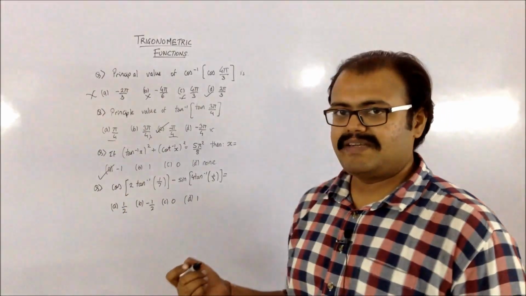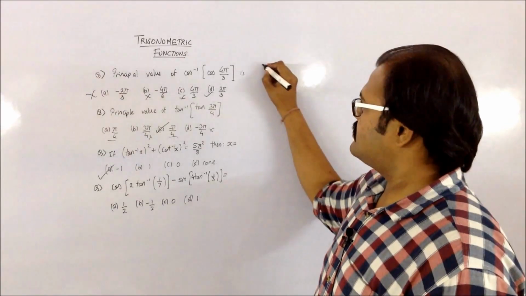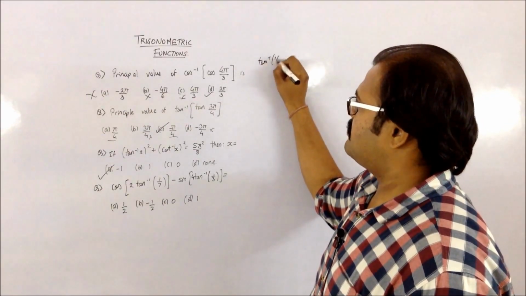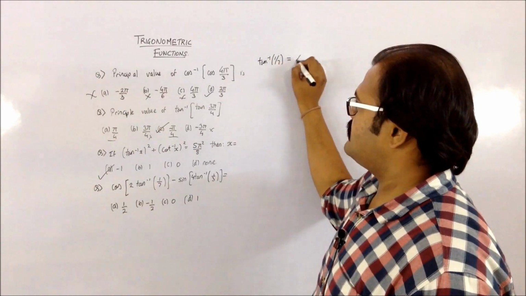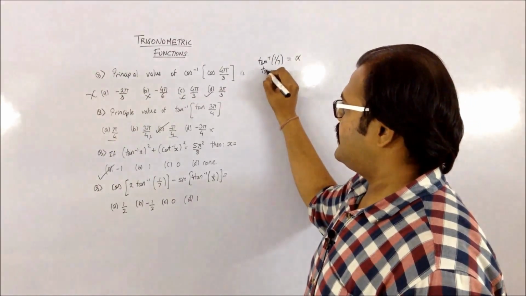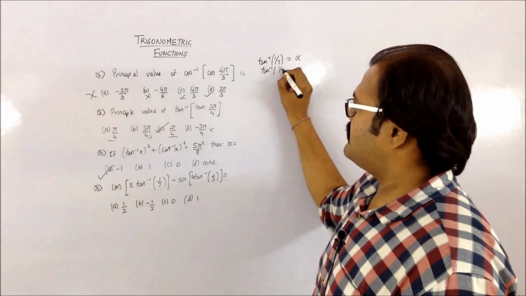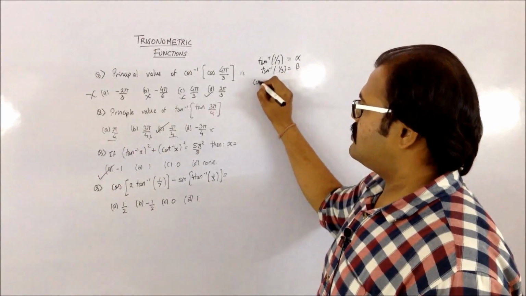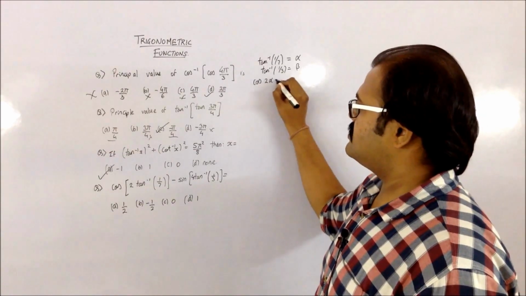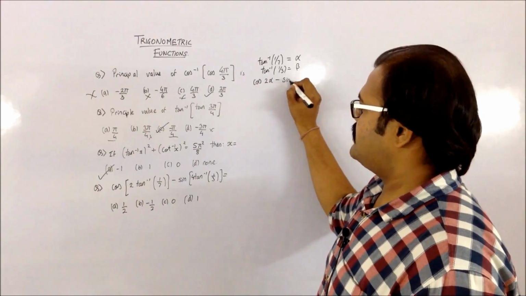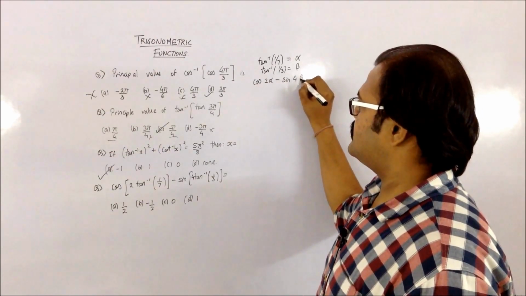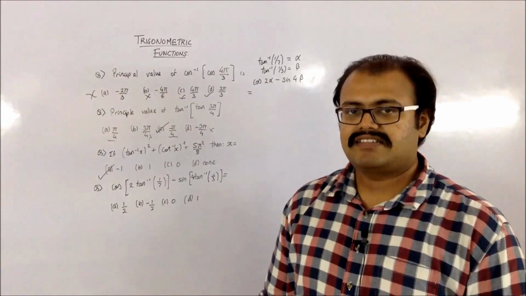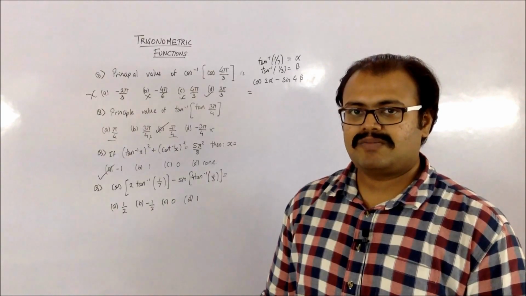Moving on to the next one, we have this particular equation. What we will be doing is, let us take tan inverse of 1 by 7 as some angle alpha and tan inverse of 1 by 3 as some other angle beta. So I'm having cos of 2 alpha minus sine of 4 beta equals, I have to find this particular value.